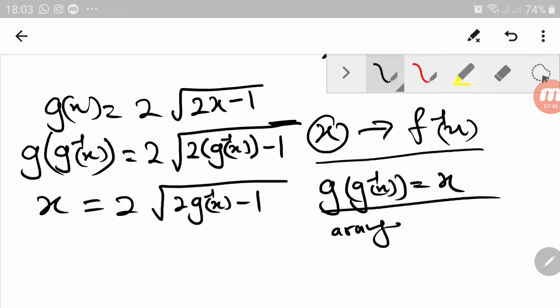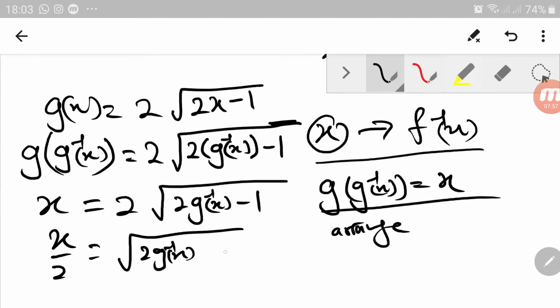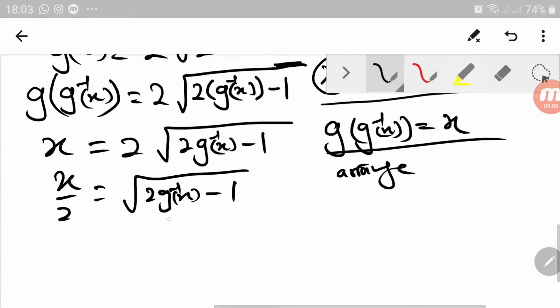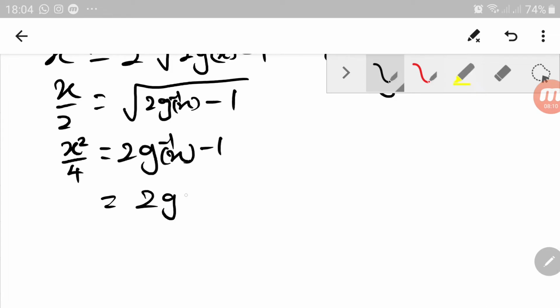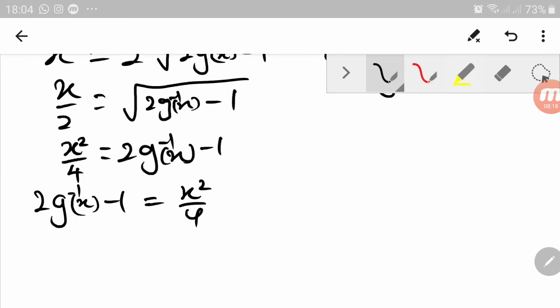Arrange. Okay. Now we want to go over there, so x over 2 third equals 2g inverse x minus 1, and then we square both sides, so x squared over 4 equals 2g inverse x minus 1. So what we have is, maybe I turn them another way around: 2g inverse x minus 1 equals x squared over 4, so x squared over 4 plus 1 equals 2g inverse x.